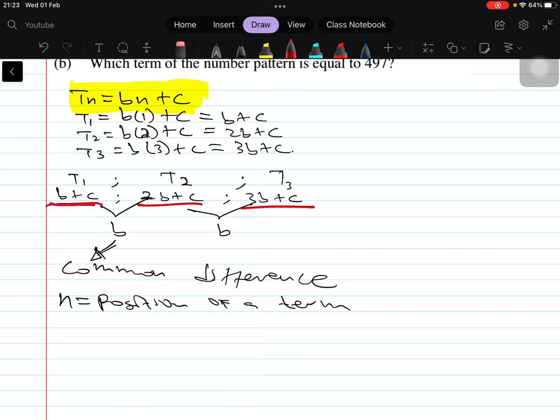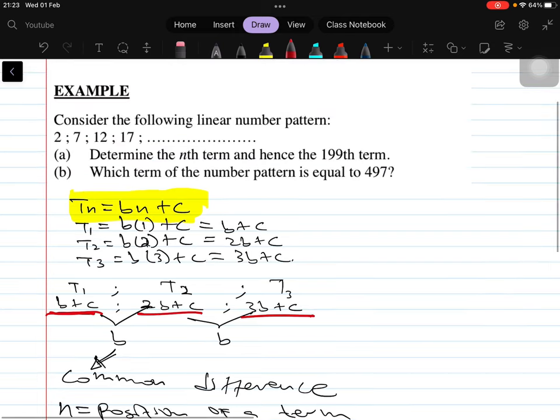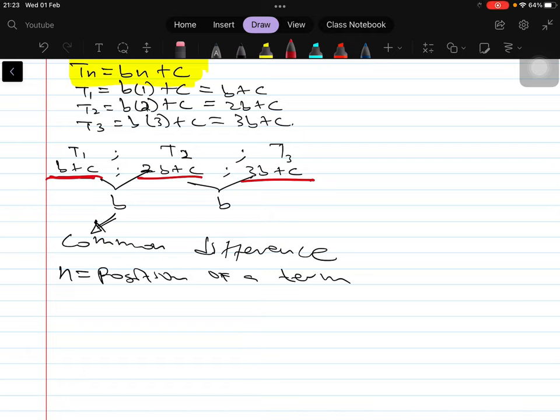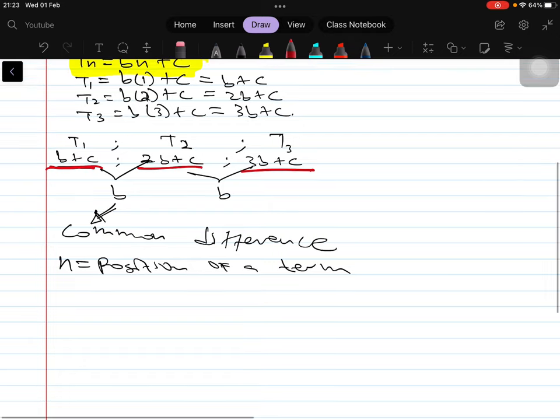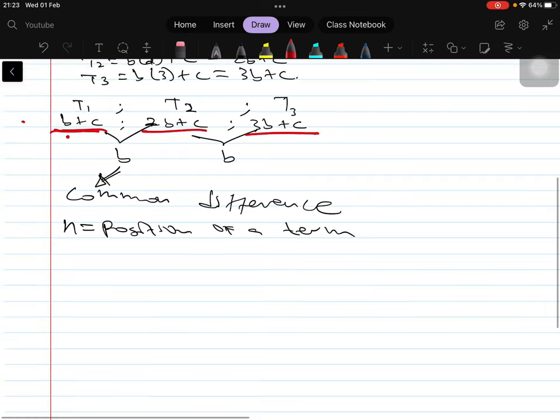Oh, wait a moment. Here we're not getting the position, we're actually getting the value of the first term, the value of the second term, the value of the third term, not necessarily its position, because we already know that the position is position number 1, position number 2, number 3. So T1 means the first term, T2 the second term, which is position number 2 when you are listing your terms, pretty much.